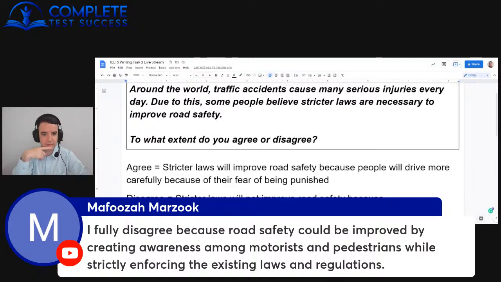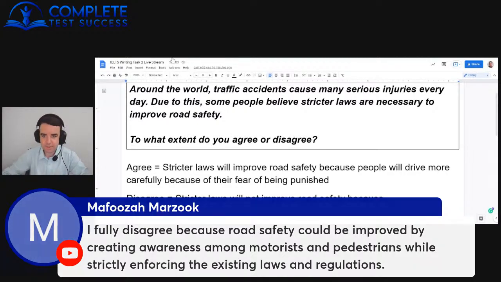It's not going to be very easy to explain because you have to say how. No, it's okay. No, that idea is good. "Strictly enforcing the existing laws and regulations." So your other main idea is, instead of making the laws more strict, we need to enforce them more strictly. So not that the laws are strict, but that they're enforced more strictly. That also makes sense. Good job.